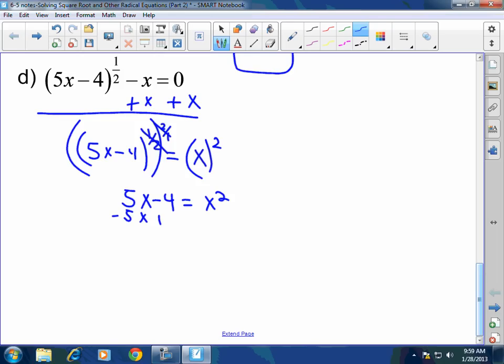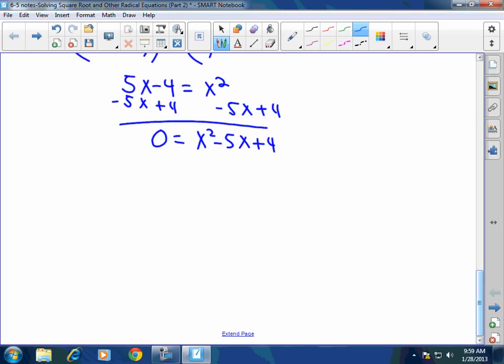I've got 5x minus 4 equals x squared. Subtract the 5x, add the 4 to set it equal to 0. So 0 equals x squared minus 5x plus 4. Factor. x, negative 4, negative 1. So x will equal, after the zero product property, 4 and 1.